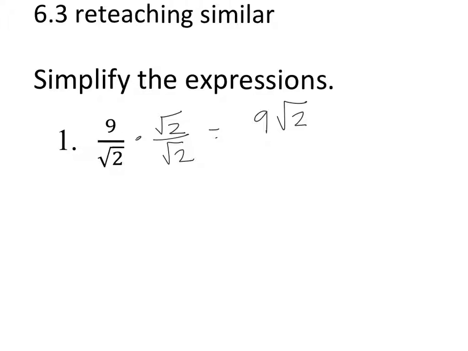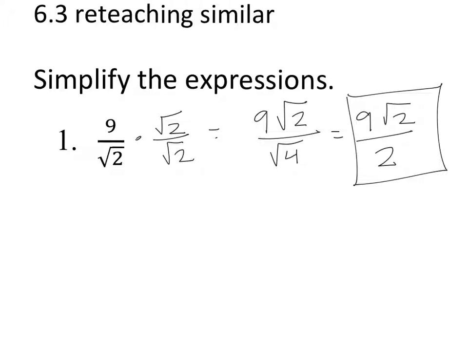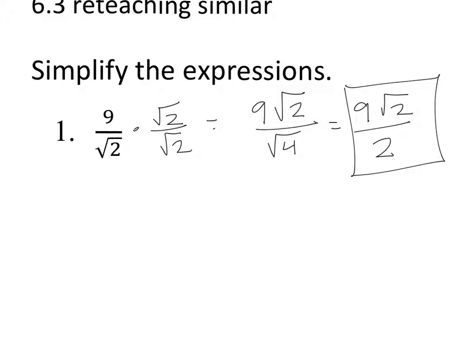So this becomes 9 square root 2 because you're multiplying across. Square root 2 times square root 2 is the square root of 4, and you can reduce that. That would become just 2. That'd be your answer for that first one.